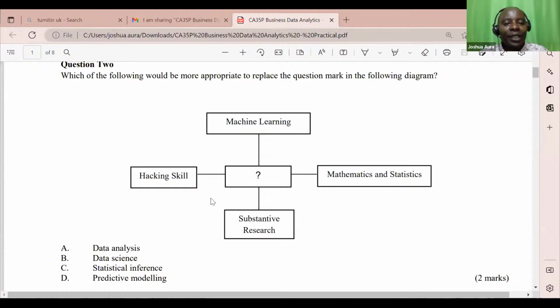And then at the end of the day, ladies and gentlemen, if it is data analytics, you should also be good in terms of hacking. There is what we call ethical hacking, for you to be able to get more information that you need. If, for example, they were to have another box here talking of coding, then everything here should have been about data science.